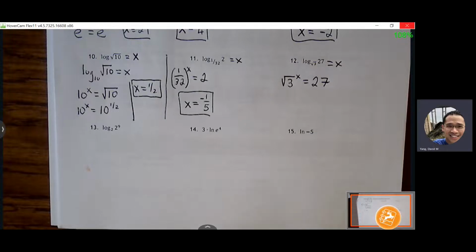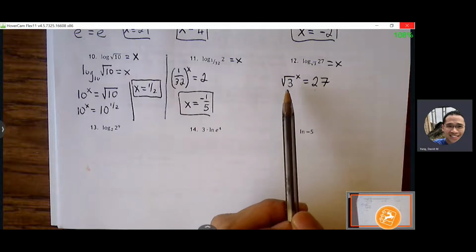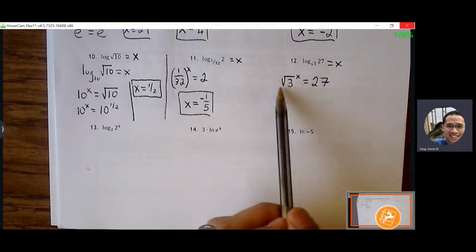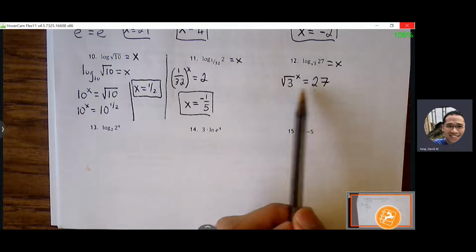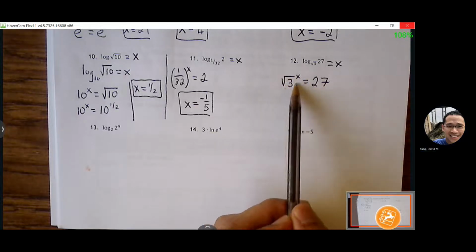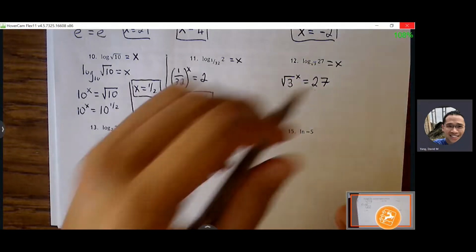Okay, number 12 feels a little messier. We can do guess and check, which is fine, but maybe the easier path is to get both of these to share the same base. So what base can I choose? 3, right? So what can I do with this one to convert it? Root 3 is the same thing as 3 to the what?